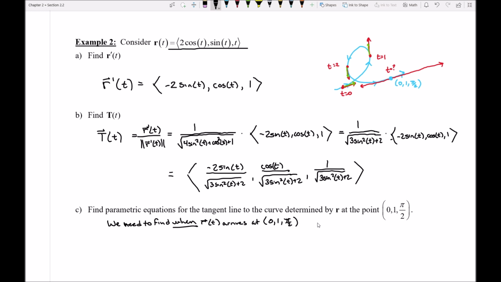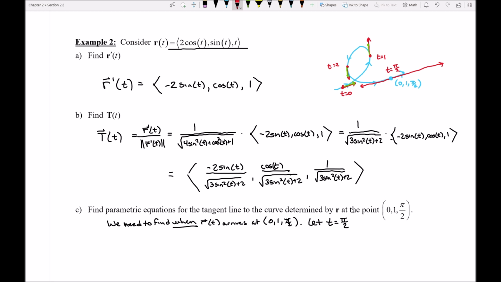Take a look at the final component here. I need the final component here to become pi over 2. So I think I need t to be equal to pi over 2. And if I quickly double check all of the other components, I'll see that they do indeed come out as a 0 and a 1 respectively. Okay, so that means that up here, I arrive at this exact point when t is pi over 2. Okay, this is good news.